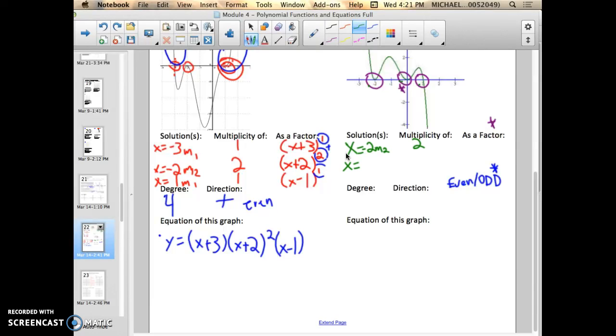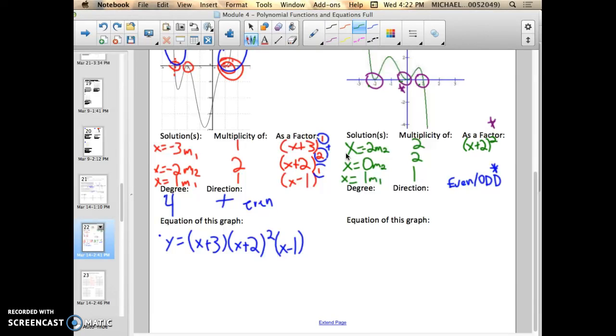At x equals 0 in this case, it's also bouncing, so it has a multiplicity of 2. And then finally, x equals, it looks to be 1, and it's going through, so it has a multiplicity of 1. This first factor is easy. X equals -2, so now it's going to be x plus 2, raised to the power of 2 because of that multiplicity.